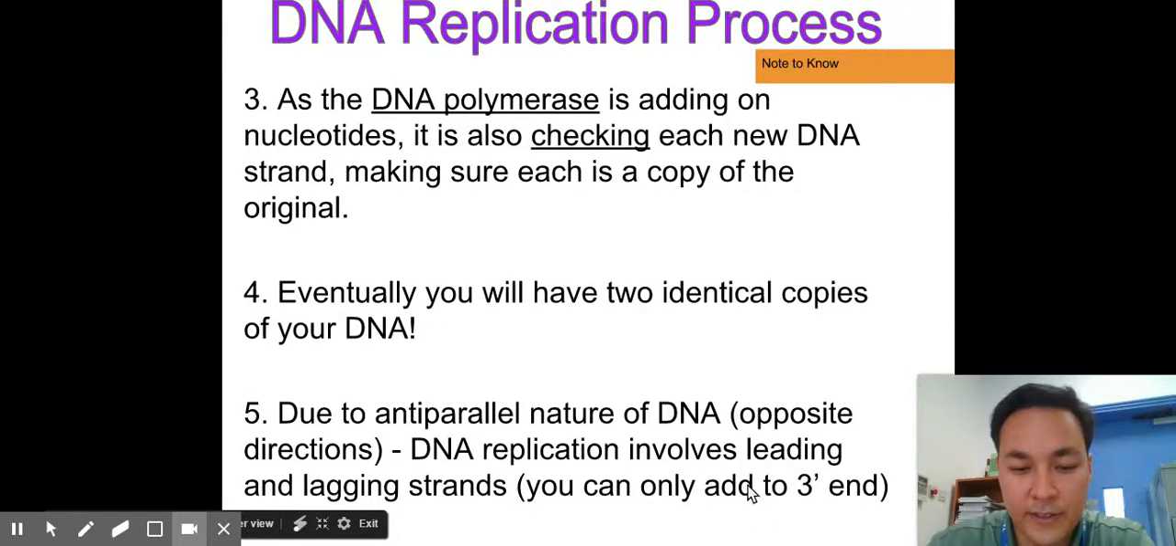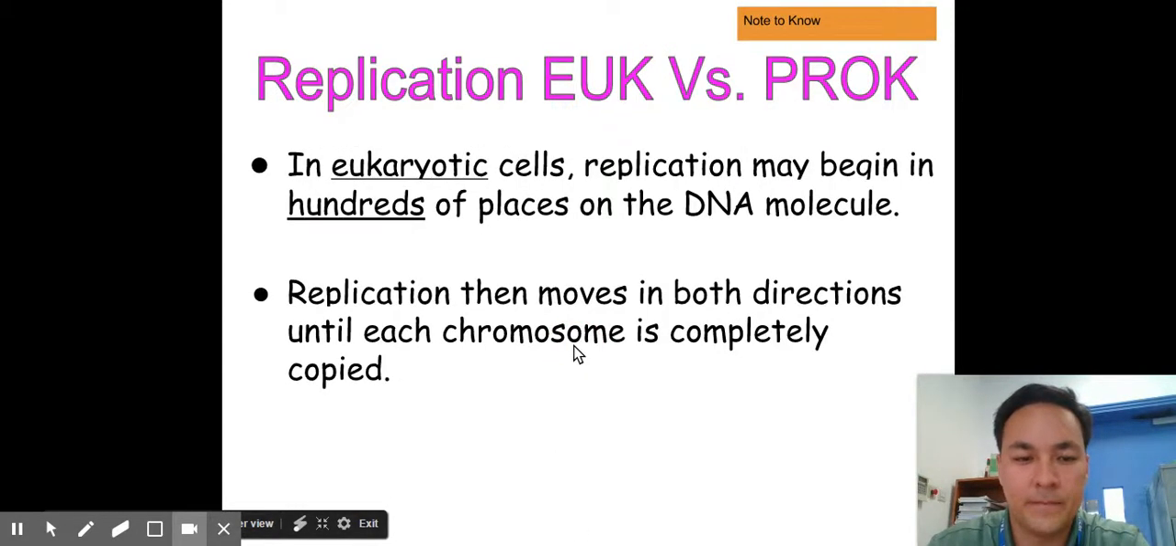There are leading and lagging strands. I showed you some Okazaki fragments being made in class. You won't need to know those for a test, but the lagging strand is going to need special enzymes because it can only be added to the 3' end of a molecule.